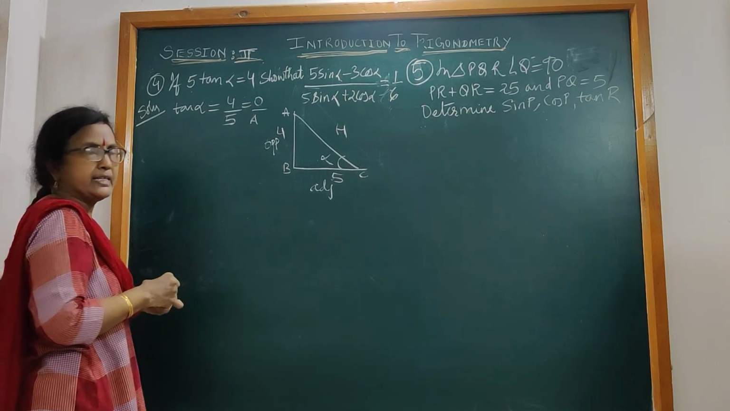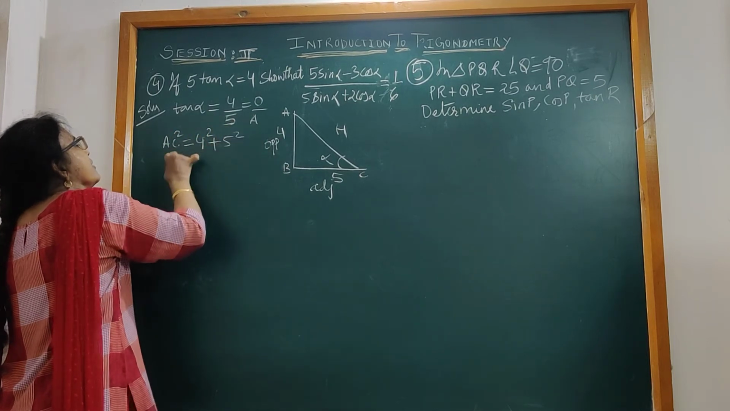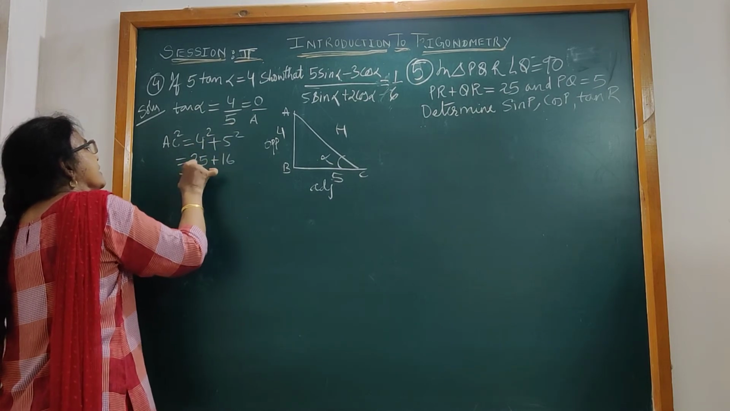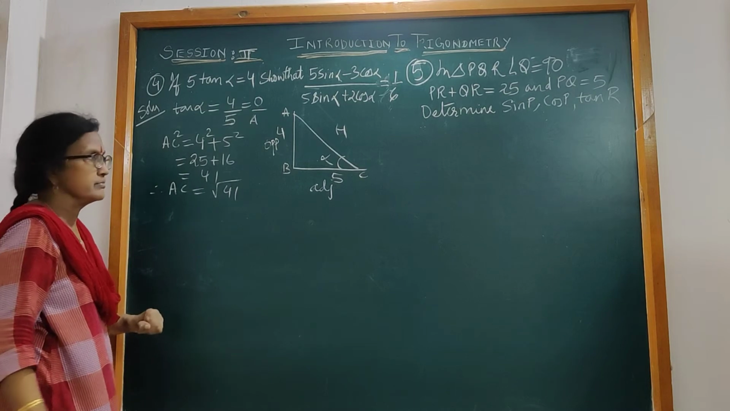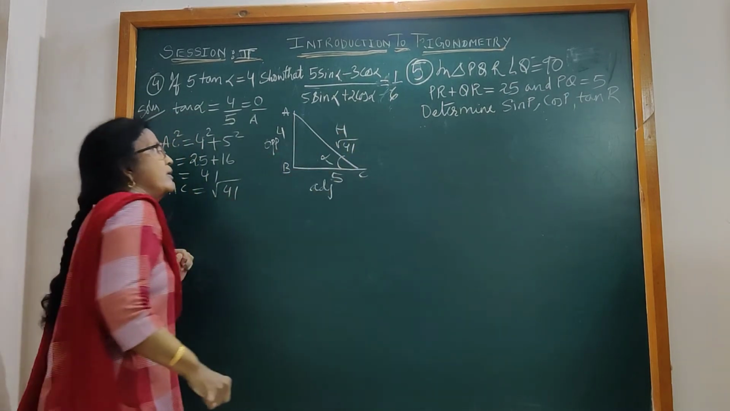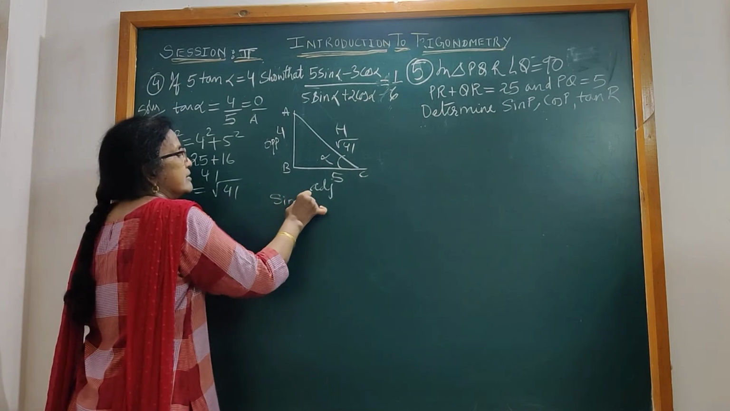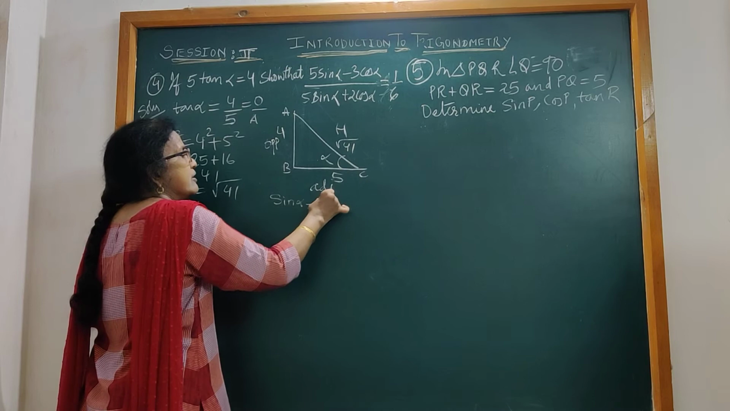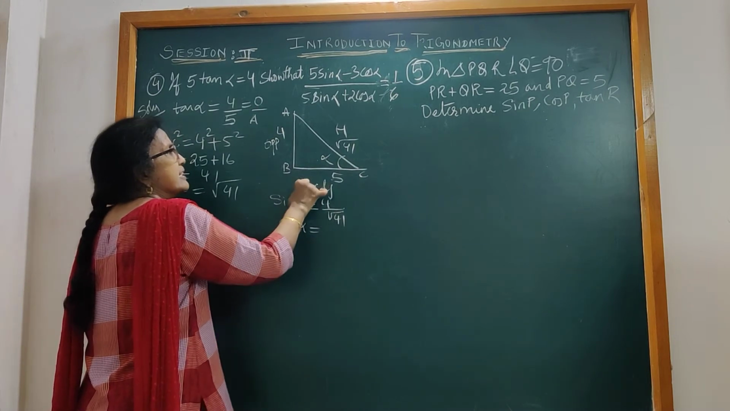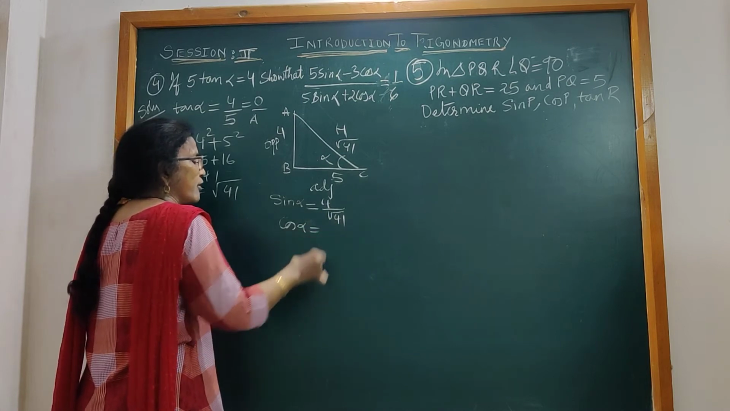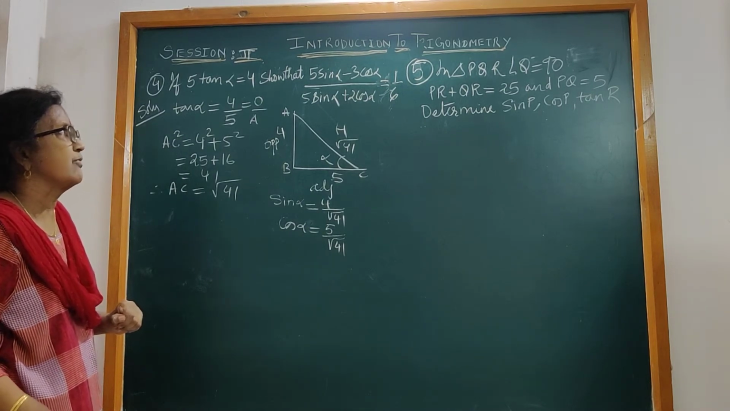Find out AC by using Pythagoras. AC square is equal to 4 square plus 5 square, 16 plus 25, that is 41. Therefore, AC will become root 41. Now we have to find out the value of sine alpha. Sine alpha is opposite upon hypotenuse, 4 upon root 41. Cos alpha is adjacent upon hypotenuse, 5 upon root 41. So both the ratios, sine alpha and cos alpha, we have found out.